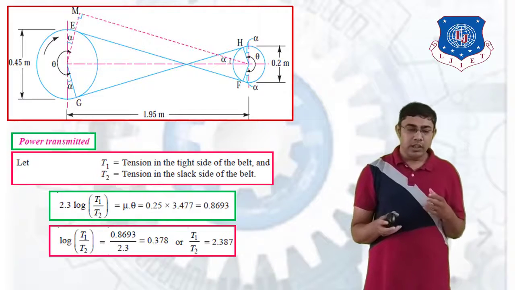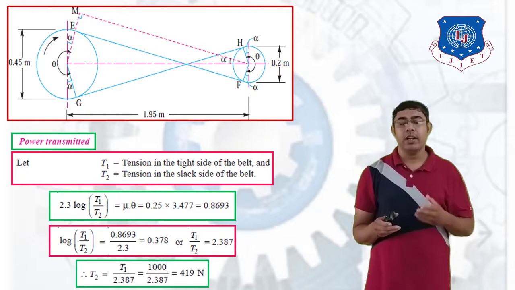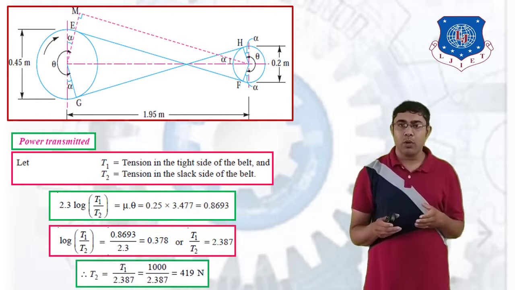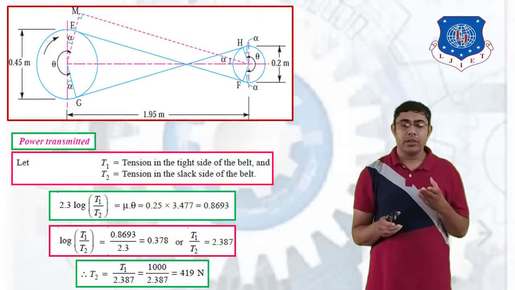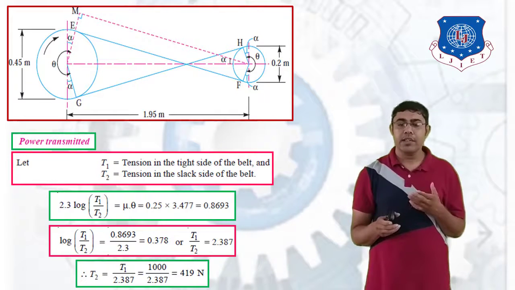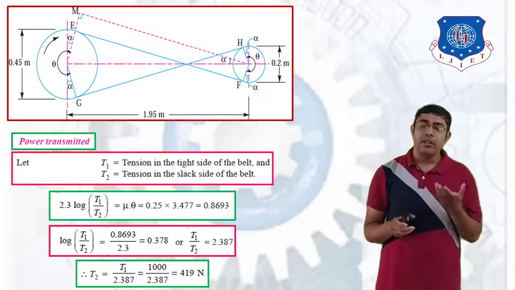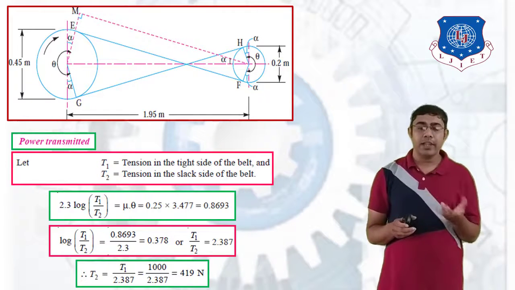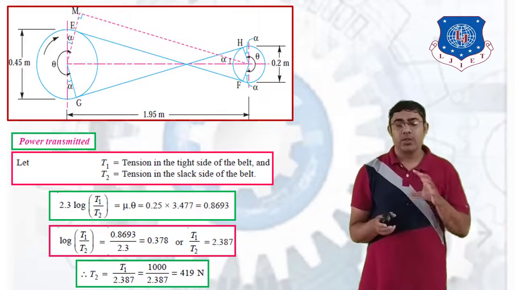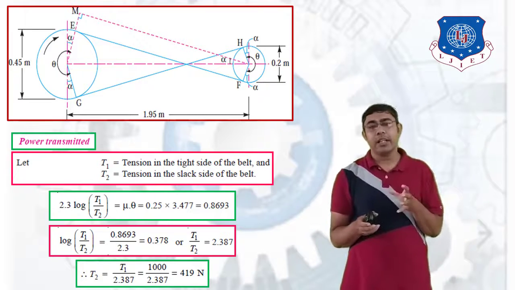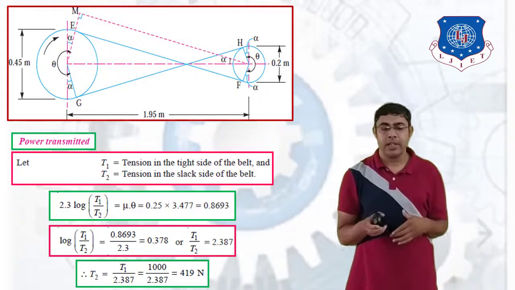So T2 is equal to T1 divided by 2.387. T1 is given, that is 1000 newtons, and if we place the value of T1, we get T2 is equal to 419 newtons. So now we have both values, T1 and T2. T1 is given in the problem and T2 we calculated here.